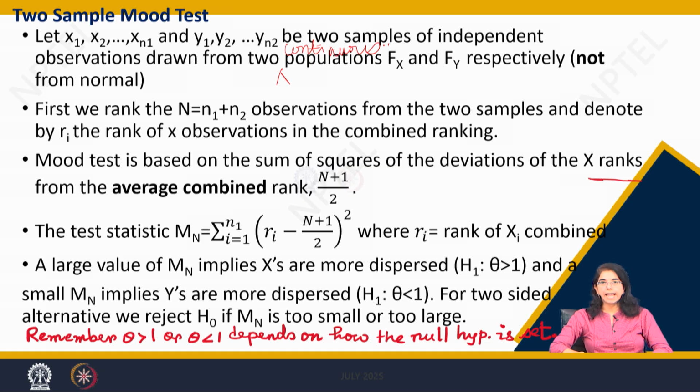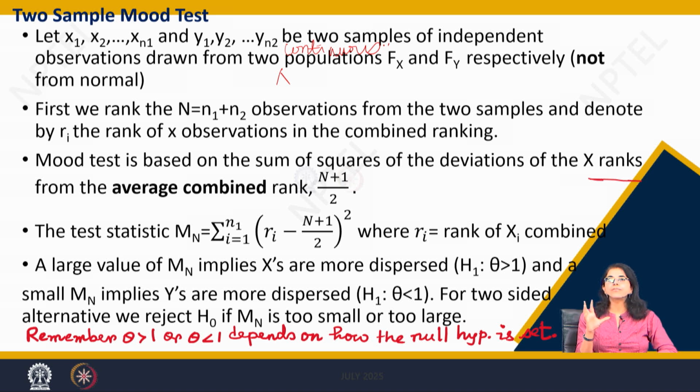First, we rank the n equal to small n1, n2 observations from the 2 samples and denote Ri the rank of x observations in the combined ranking. You can take Ri as a y observation, but you have to stick to 1 sample, and that's what I did. I have taken x observation as my point of concern. So, Ri being the rank of x observation. Mood test is based on the sum of the squares of the deviations of the x ranks from the average combined rank (N plus 1) by 2.